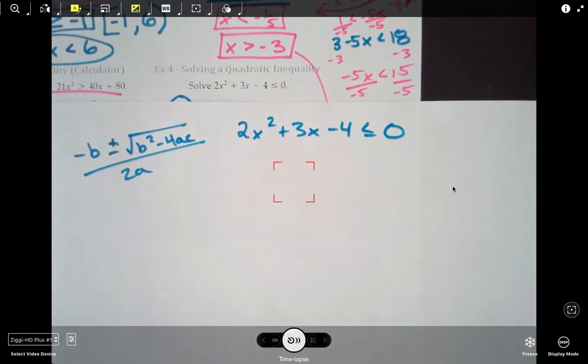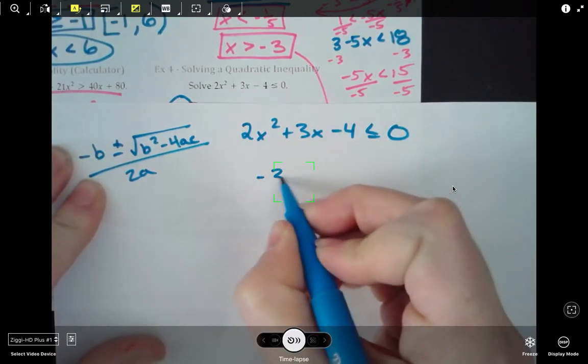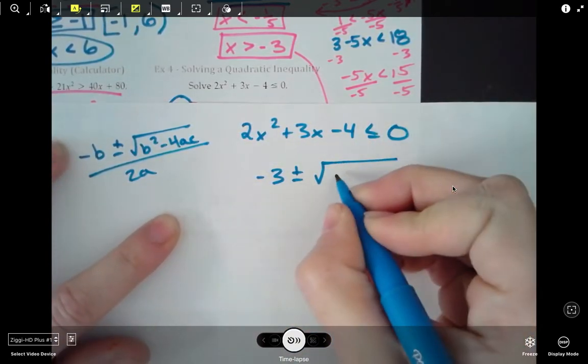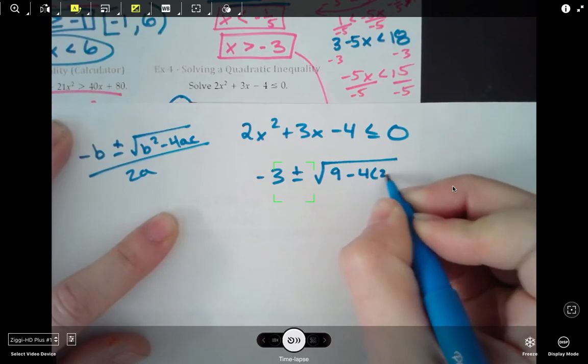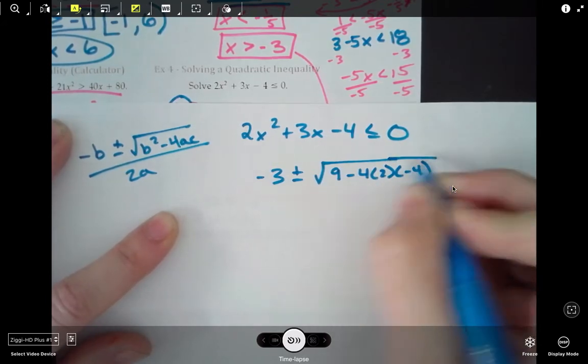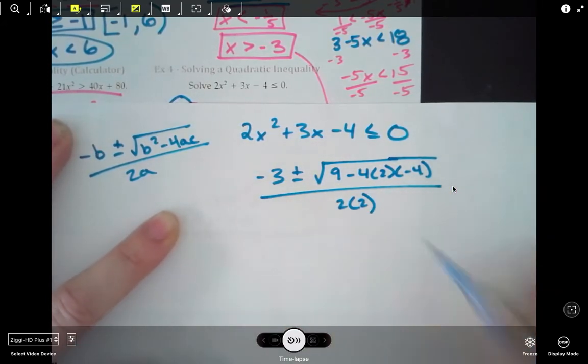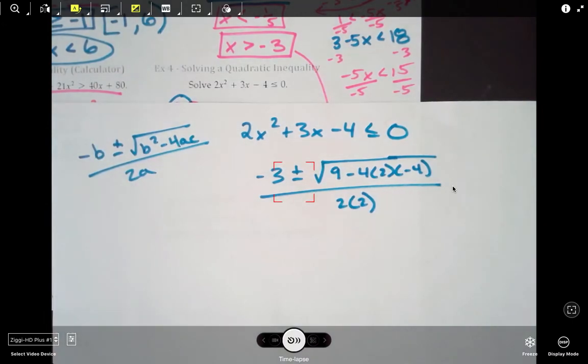Okay, we got lots of time now. Okay, negative b. Negative 3 plus and minus square root b squared is 9 minus 4 times 2 times negative 4 over 2 times 2. I'll give you a chance to catch up. Maybe. And I'm going to need somebody with a calculator. A couple people with a calculator, maybe.